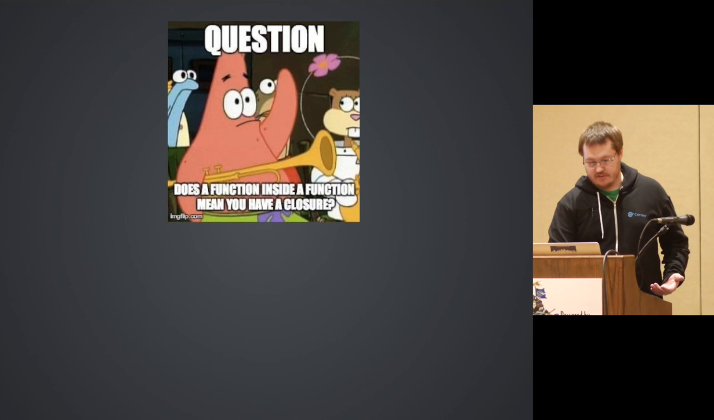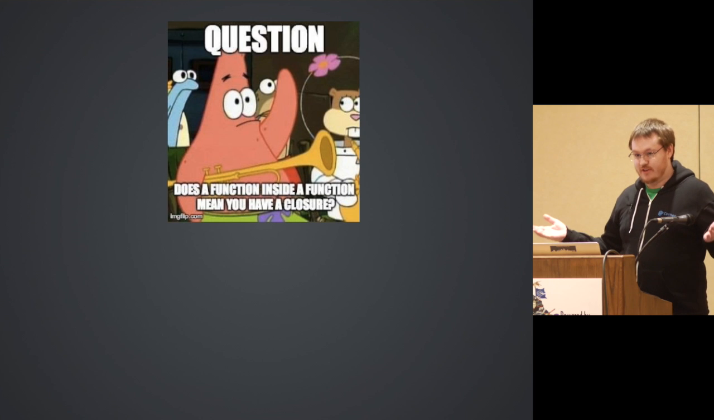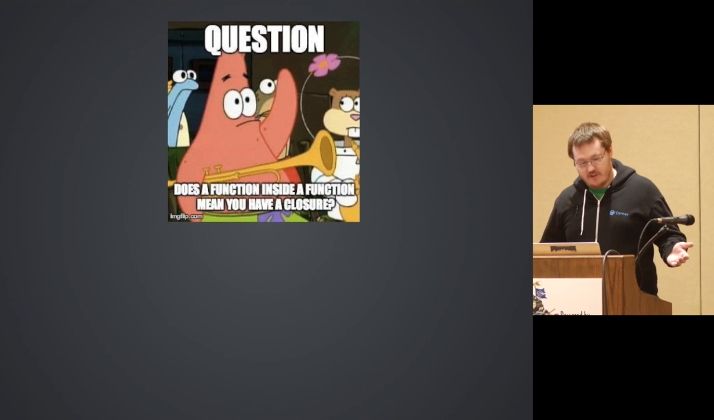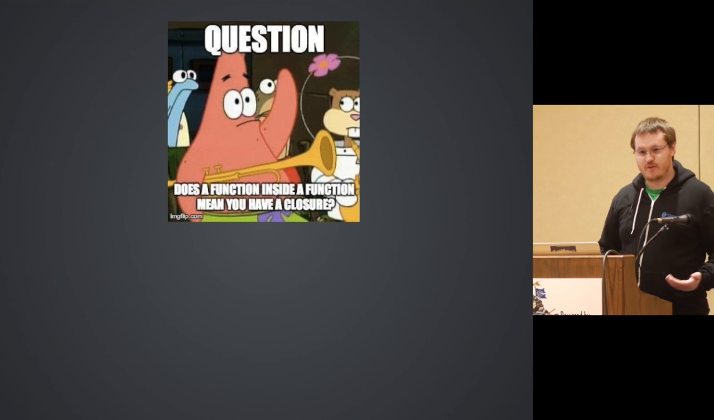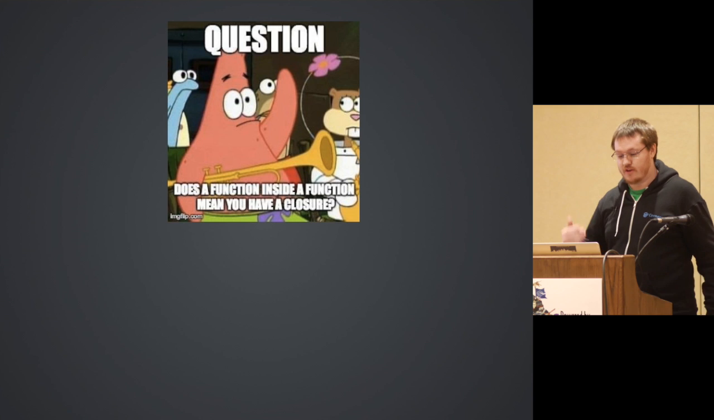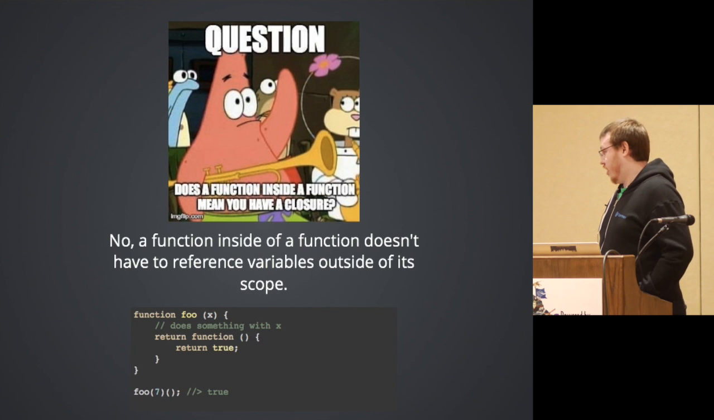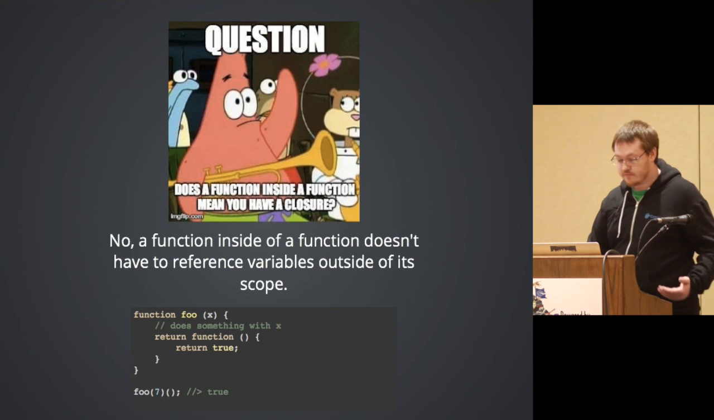And of course, that brings up the question, if I'm returning a function, do I have a closure? Well, no, we can have a function that returns a function that evaluates to true. And that inner function doesn't have to touch the bound variables. It can. If it does, it's a closure. If it doesn't, it's not. So in this case, we do not have a closure, but we are returning a function from a function.